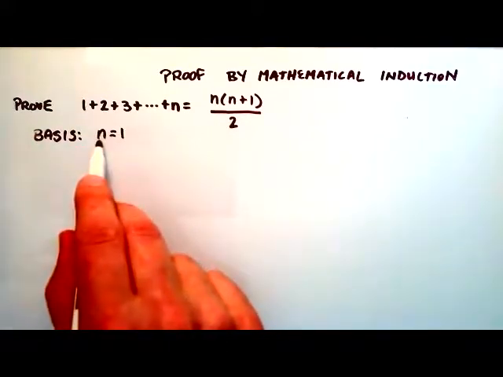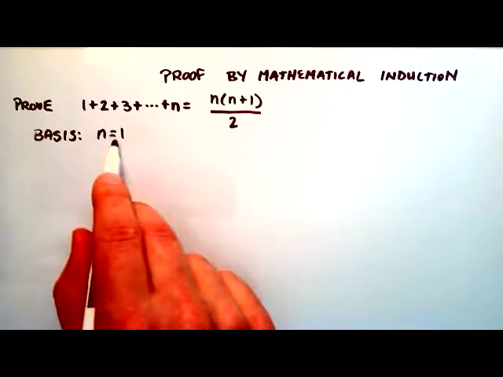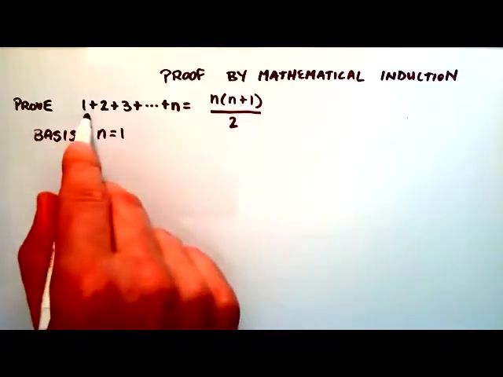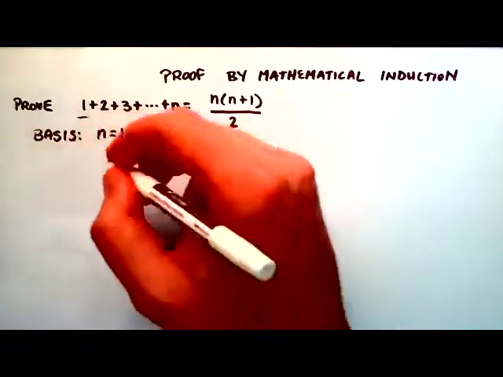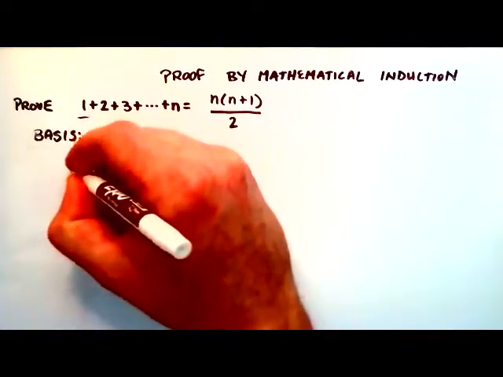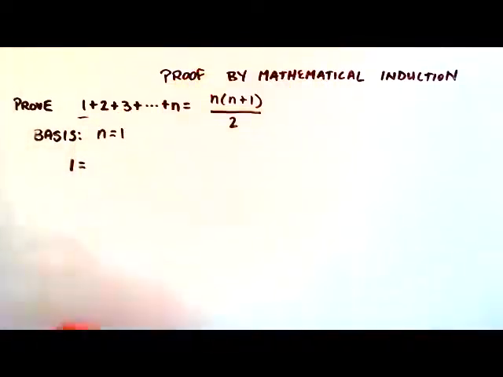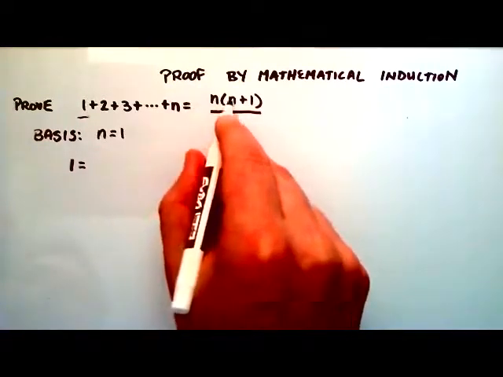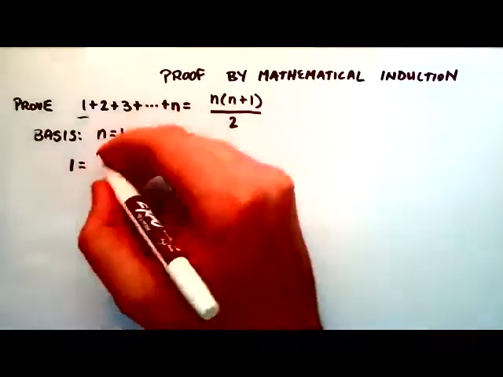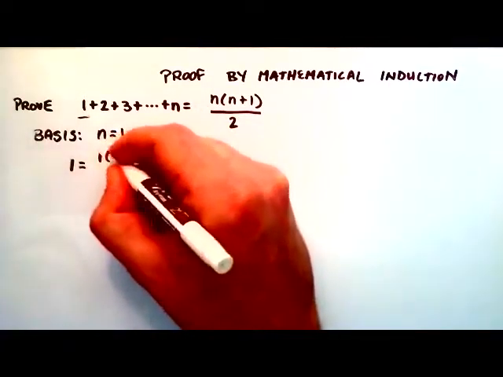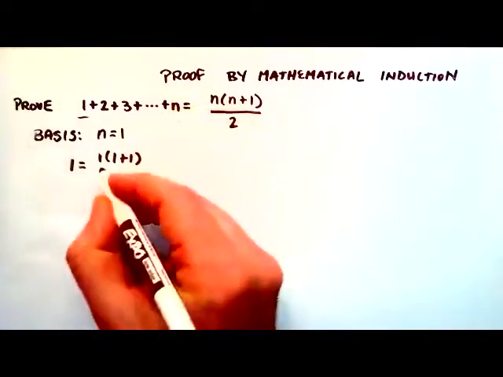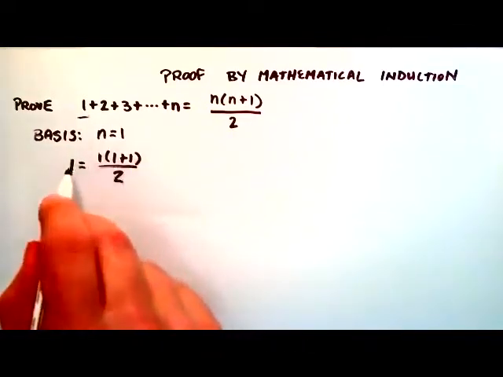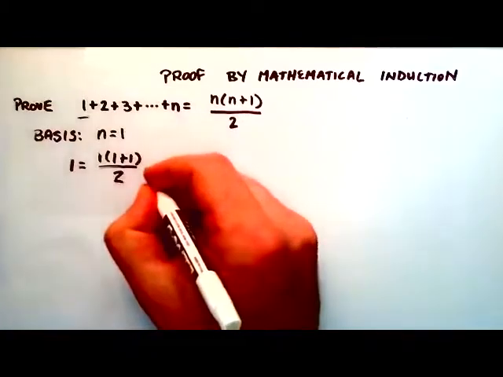Well, if we're looking at the n equals 1 term on the left hand side, then it's basically just the first term. The first term happens to have the value 1, so we're going to write down the value 1 here to check the left hand side. And then the right hand side, when n equals 1, we simply replace the n's with the value 1, so this becomes 1 times 1 plus 1 divided by 2. And then we're simply checking to see if the right hand side is equal to the left hand side for this base case.